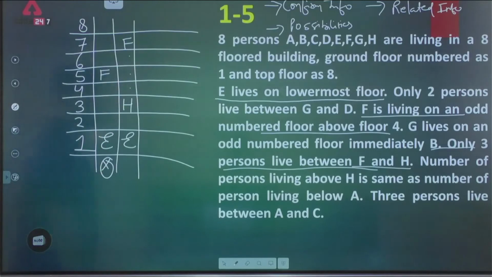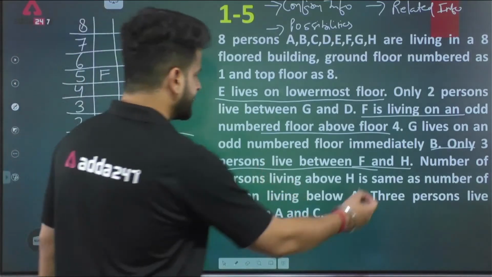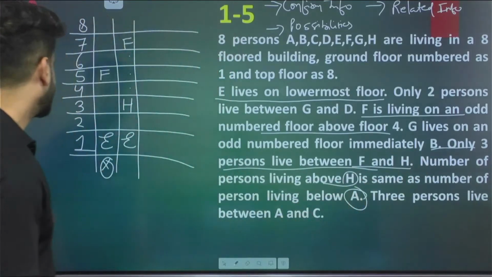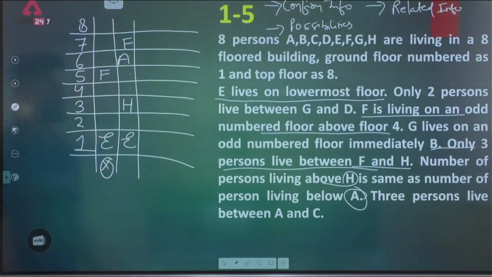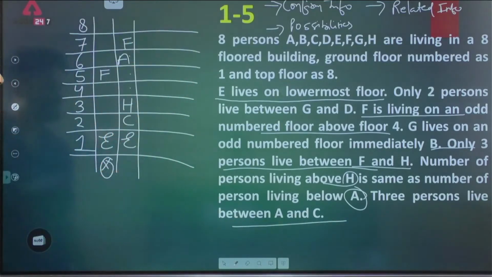Done. Now related to H, of course, in the next line, information related to H is given. The number of persons above H is the same as below A. Above H, below A. 1, 2, 1, 2. This will be A. Above H is equal to below A. 3 persons between A and C. This is A. This will be C.